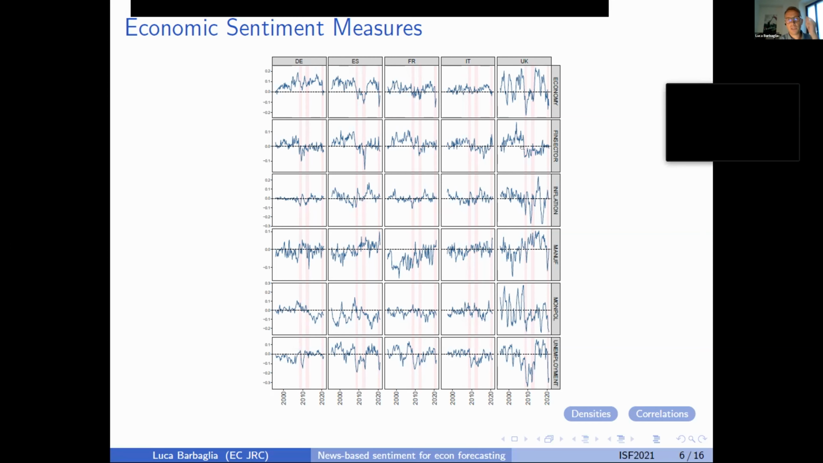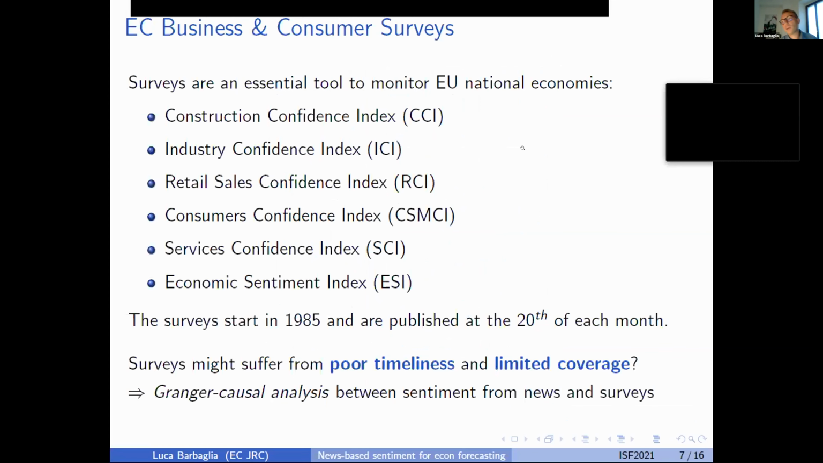So these are the sentiment measures that we built, and we want to compare them with the standard survey-based confidence measures that we can obtain from the Business and Consumer Service of the European Commission. These are the surveys that we consider. They are about different aspects of national economies: construction, industry, retail, consumer services, and the general one about economic sentiment. They started in 1985 and are published monthly after the 20th day of each month.